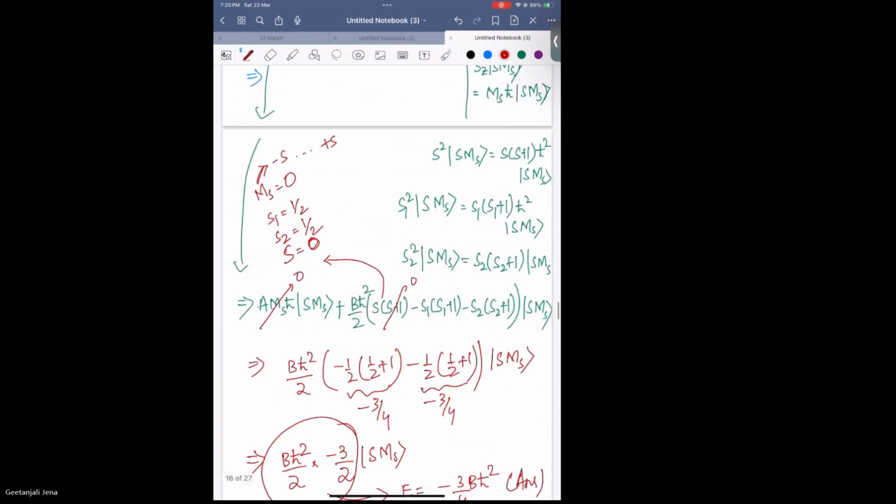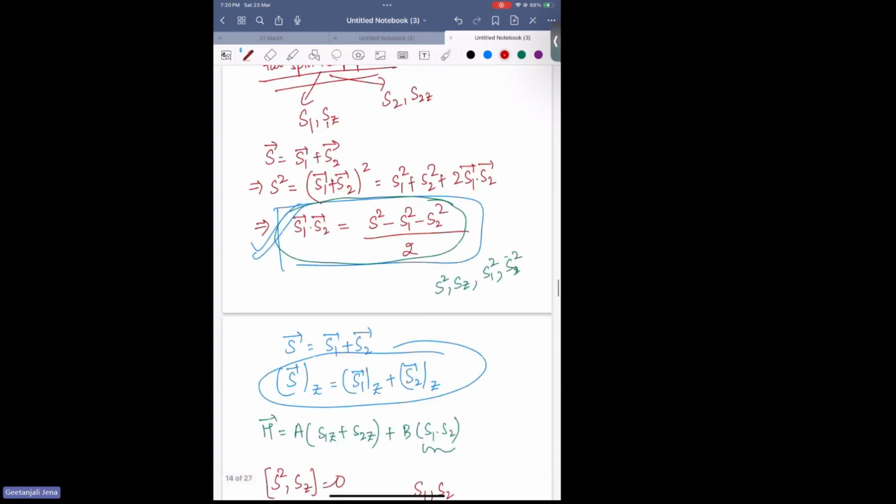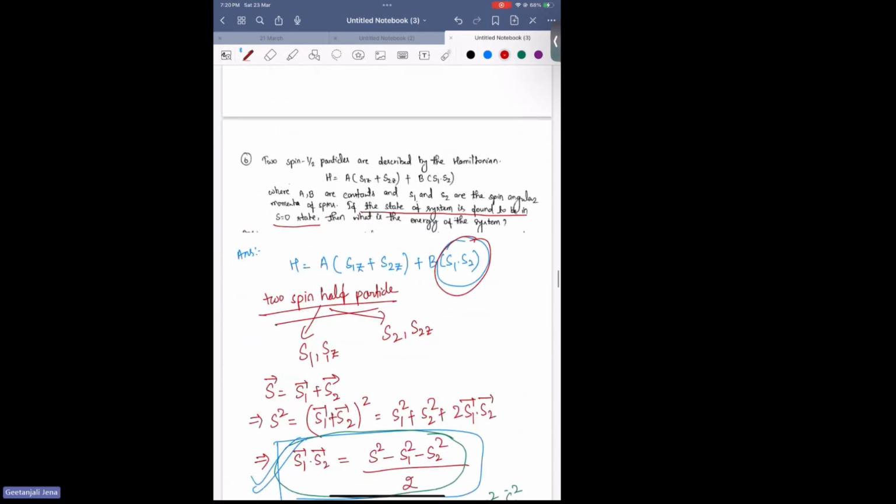Okay. So this is how you can approach this problem. So the Hamiltonian was given to you, and there are two particles, and already the spin quantum number of the resultant system is given to you. So you just have to express the Hamiltonian in terms of the operator whose eigenvalues are known to you.